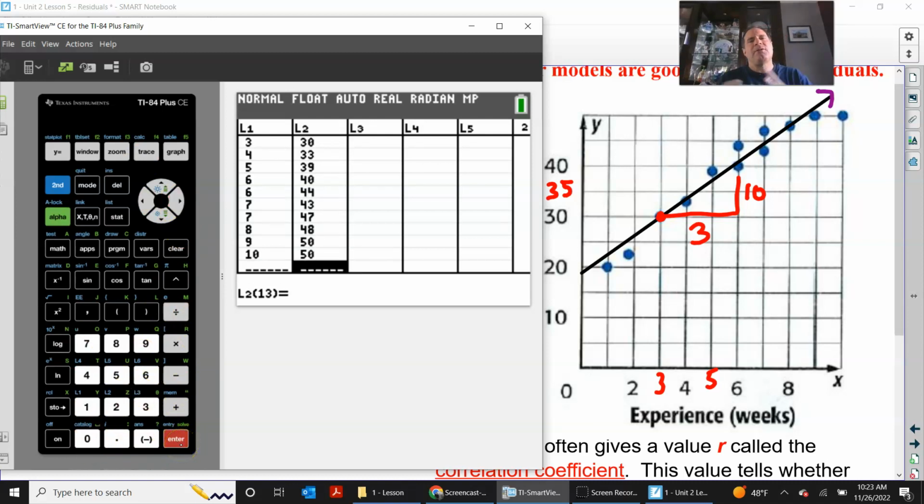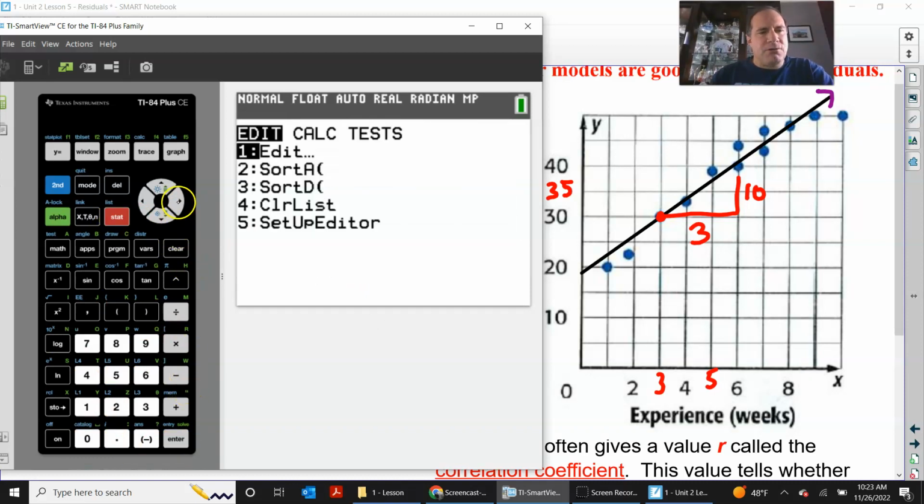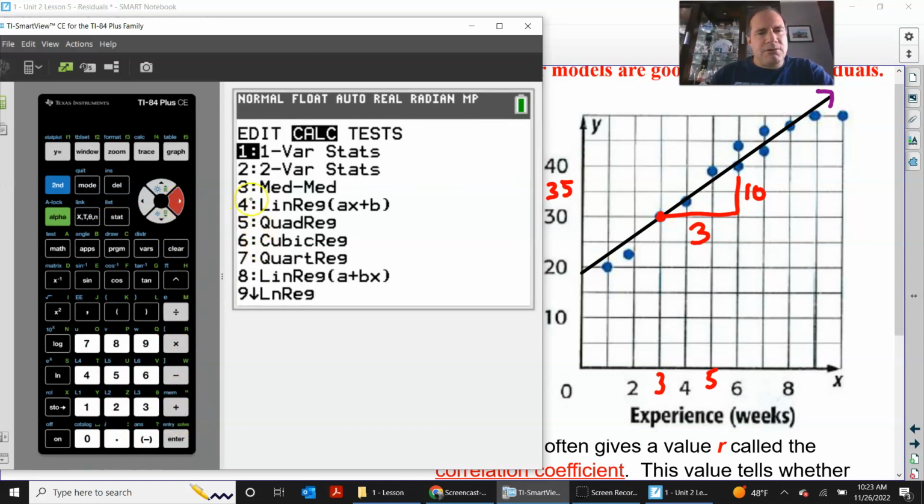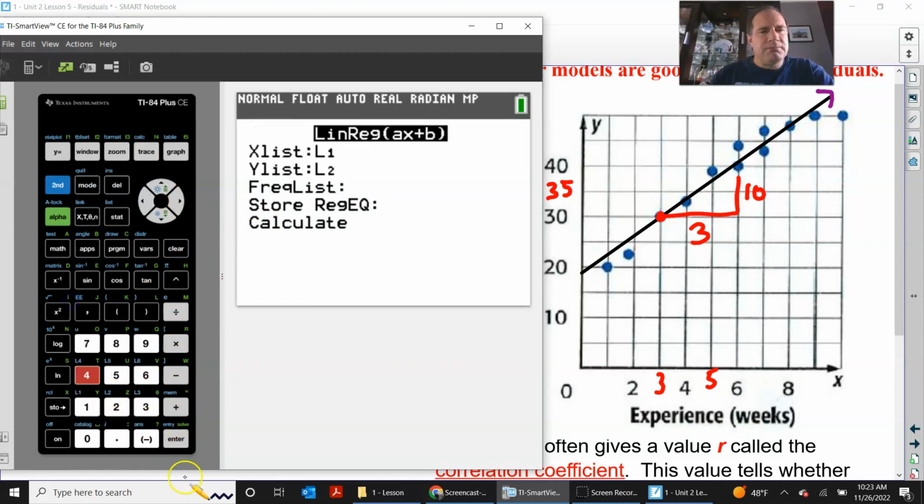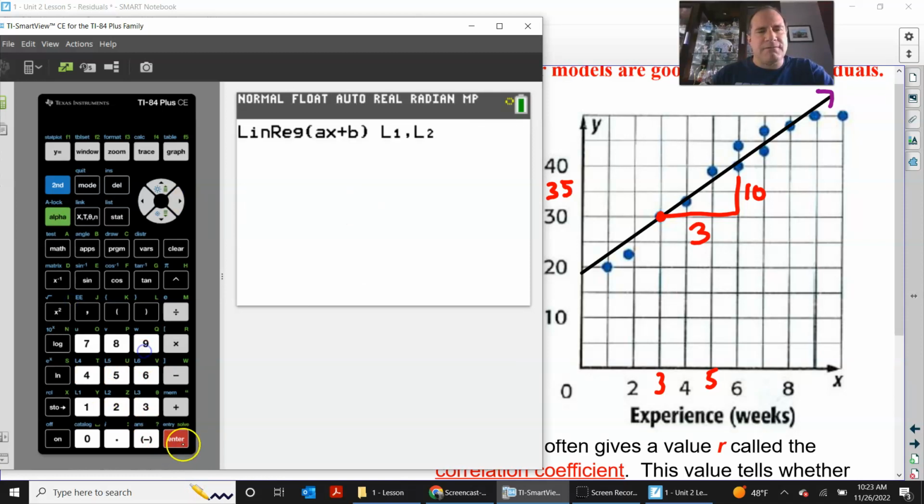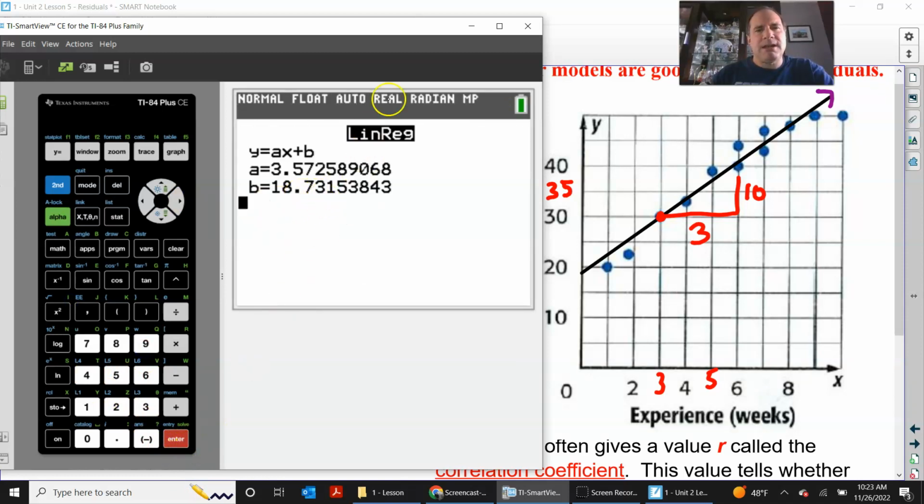All right, so all of our numbers are in the list per stat. And then we're going to go over to calc. And we're going to go down to linear regression, which is 4. And we're going to press calculate. Press enter like 5 times. And we see that we have this. All right, so let's go ahead and put this in.